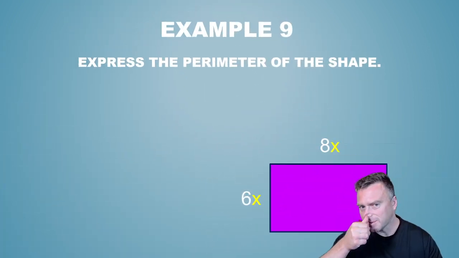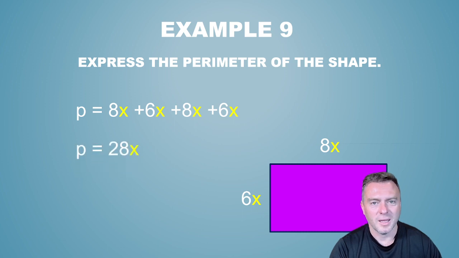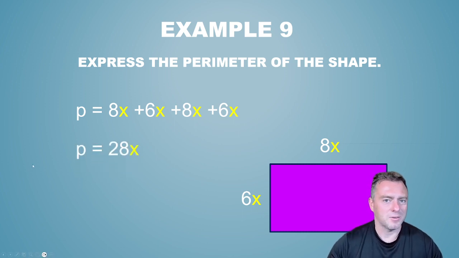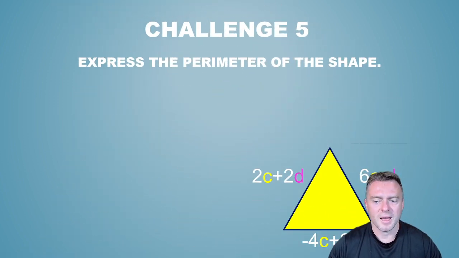So a little bit harder one, if we were trying to express the shape of this one as a perimeter, we would go the perimeter is equal to 8x plus 6x plus 8x plus 6x, which equals 28x. And that's basically grouping the like terms of the x all the way around the edge there. So pause the video, see if you can have a crack at this one.